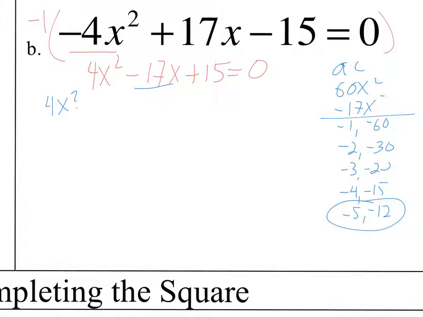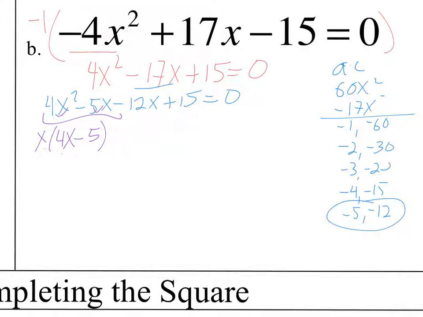4x squared minus 5x minus 12x plus 15 is equal to 0. I factor the first pair, I get just an x in common with a 4x minus 5 left over. And just to make sure, x times 4x is 4x squared. X times minus 5 is minus 5x.